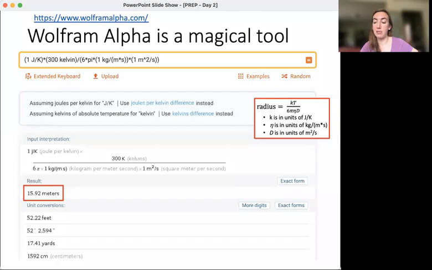Does anyone have any questions about what I'm doing here or why Wolfram Alpha is useful? I will happily evangelize about how amazing Wolfram Alpha is whenever I'm asked.